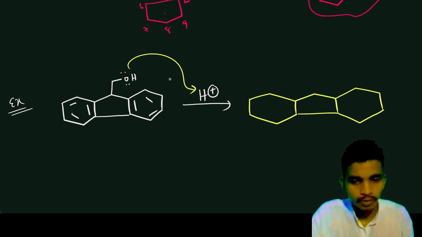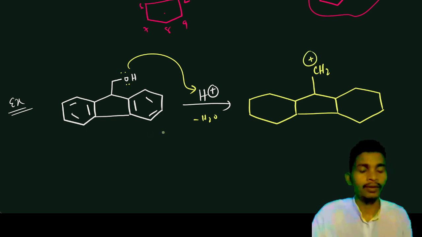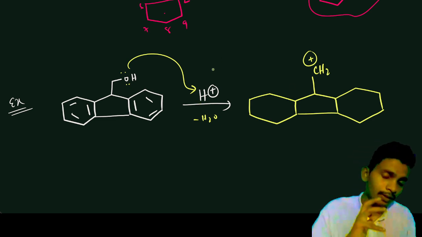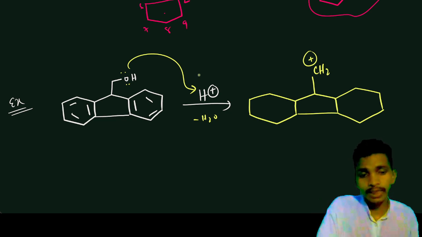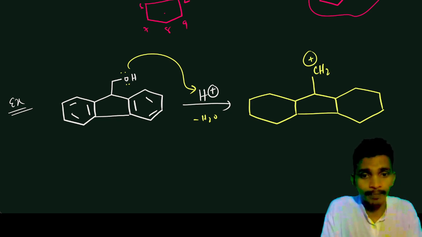Okay, so this is going to release water. Let me release the water. So here we will have CH2 and a positive charge. Now I can do a ring expansion from a 5-member to a 6-member ring. That depends on where it is; sometimes 5 to 6, sometimes 6 to 5. But the stable one is the 5-member ring. The reason is that aromatization will happen here.